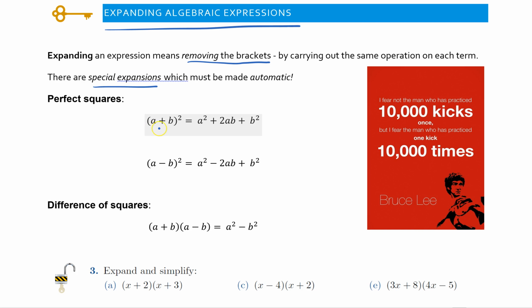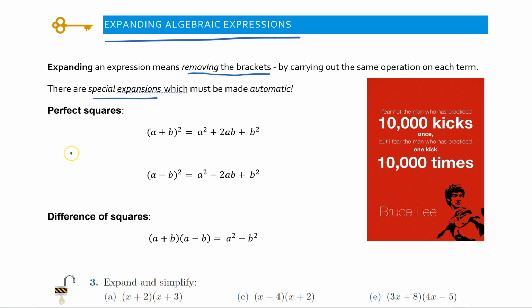So here they are. The first one is the perfect square. A plus b all squared equals a squared plus 2ab plus b squared. Now this is a really common source of error by students beginning senior school. They take a plus b all squared and make it a squared plus b squared. Wrong, wrong, wrong. We need to think about why.